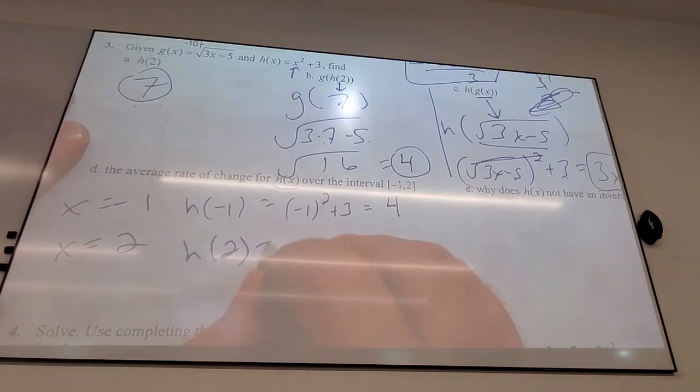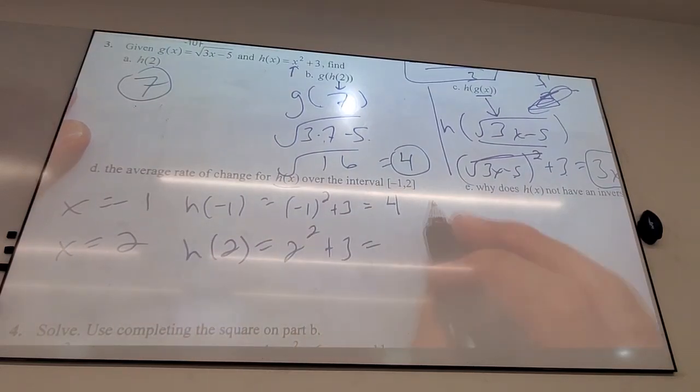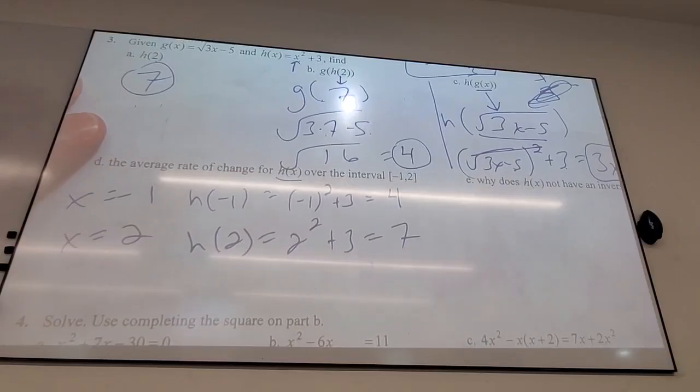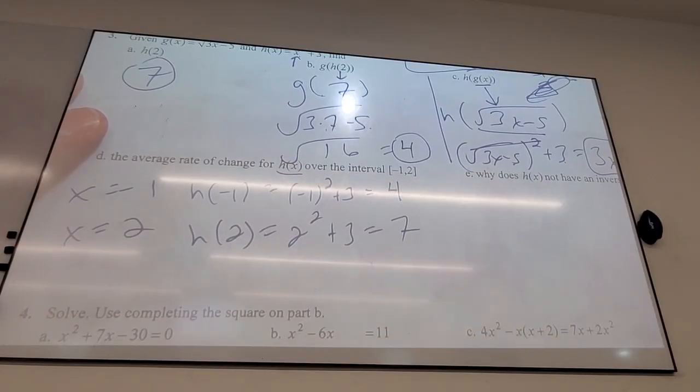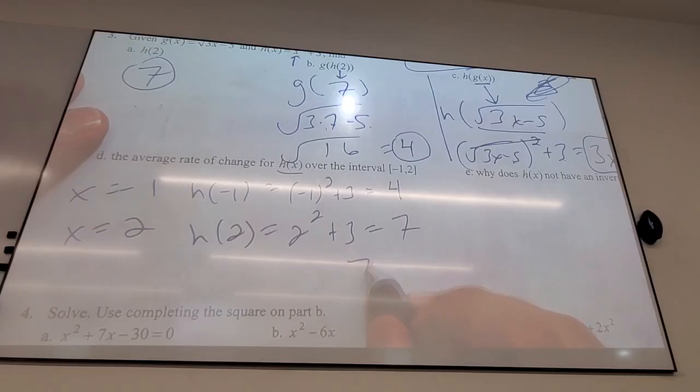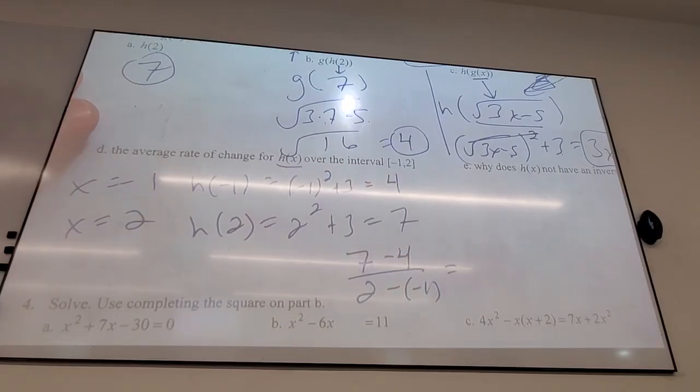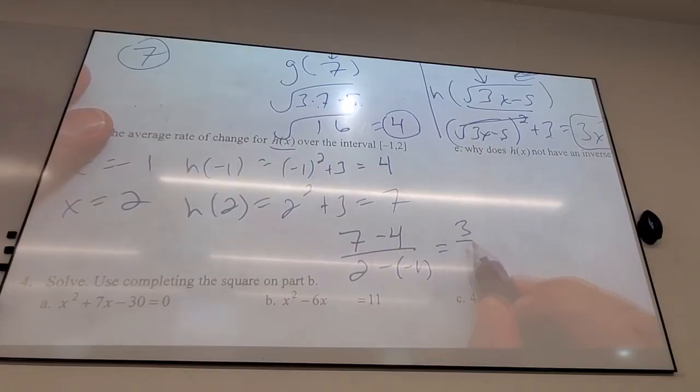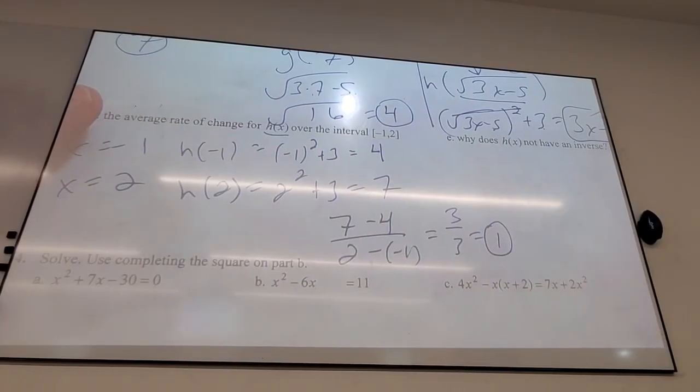H of 2 is 2 squared plus 3. We already did that. That's amazing. So I want the difference in the y's divided by the difference in the x's. I think everybody I looked at got 3 over 3, and that's 1.